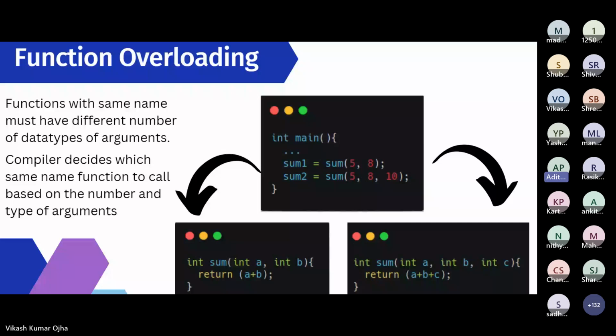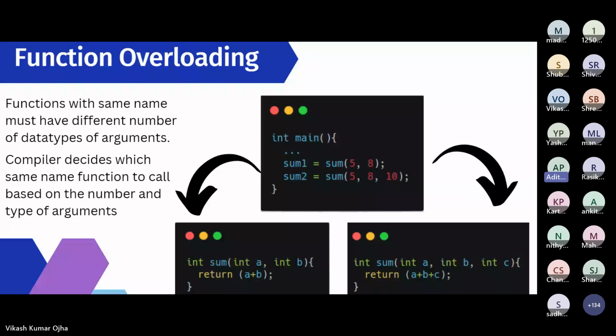When we call sum in int main, it reads the argument list. It checks if there are two or three. If there are two, it will call the first function, and if there are three, it will call the second function. This way the compiler knows which function we intend to use. One more thing: even if the number of arguments is the same, if we change the data type of the arguments, we can still achieve overloading.